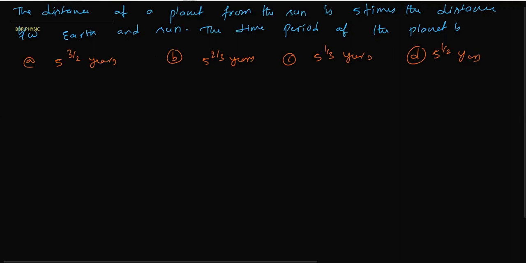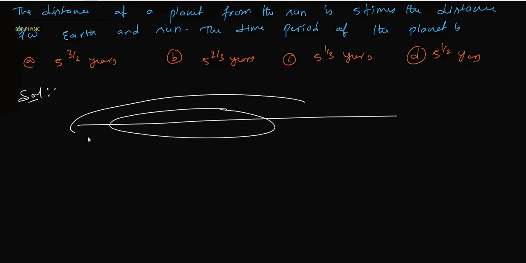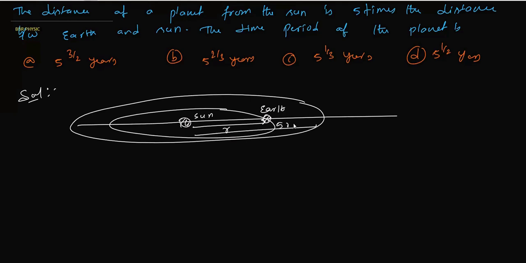See, if you observe carefully here, in this question we have a semi-major axis, another elliptical path. So I'm taking the sun here. From here to here, I'm taking R, and I'm assuming Earth is revolving at this distance. At a distance 5R, another planet is revolving.